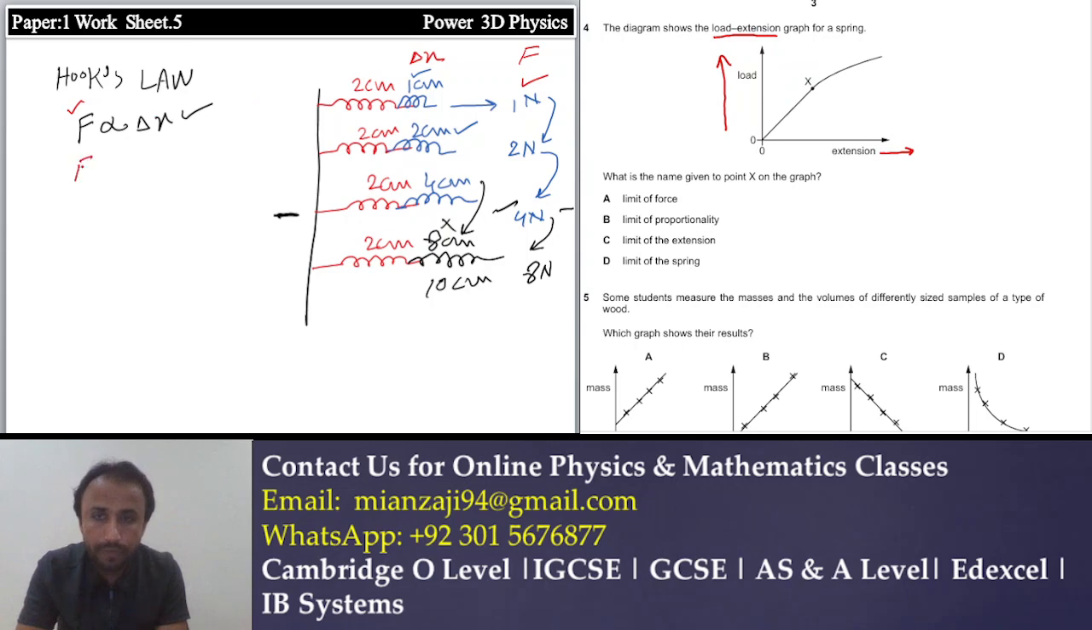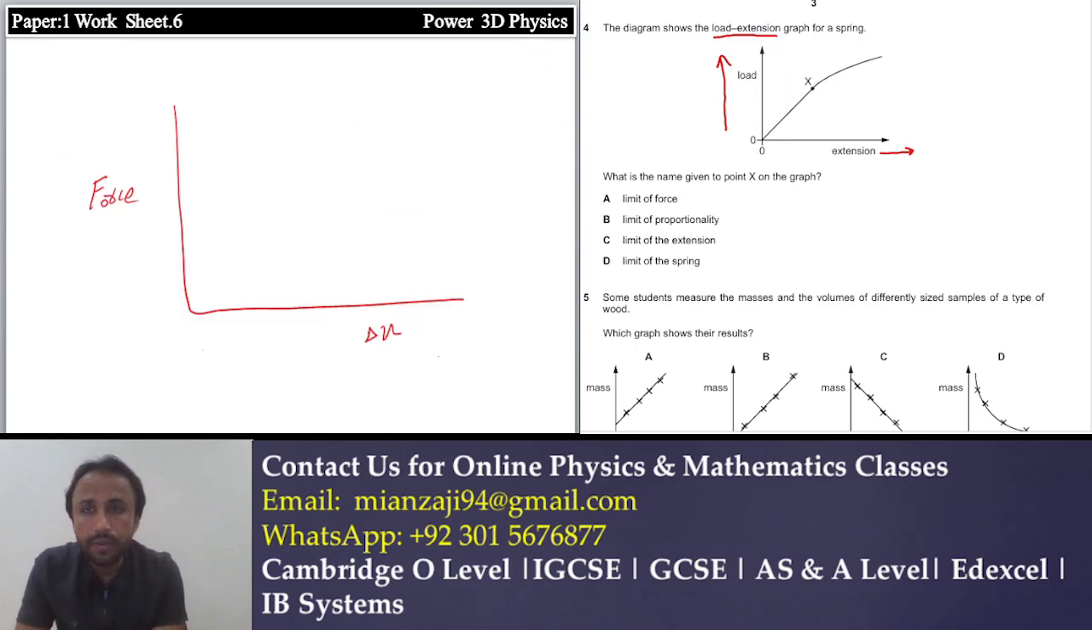So F is equal to k times x. This is known as Hooke's law. When we apply a force up to a certain limit, the increase in length is proportional to this force. This condition is known as the elastic limit. Up to a particular point, this is its elastic limit. Up to this point, both force and delta x are directly proportional to each other, and beyond that force the length is not increasing proportionally.